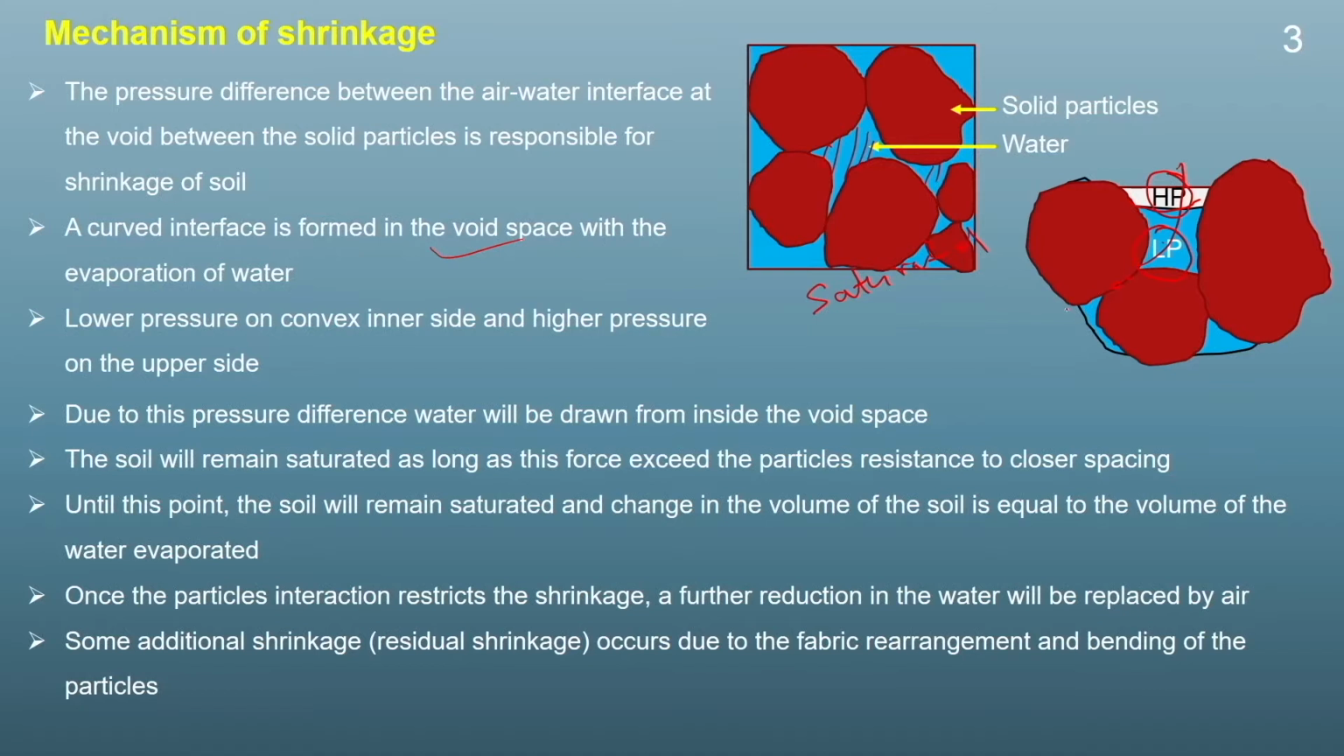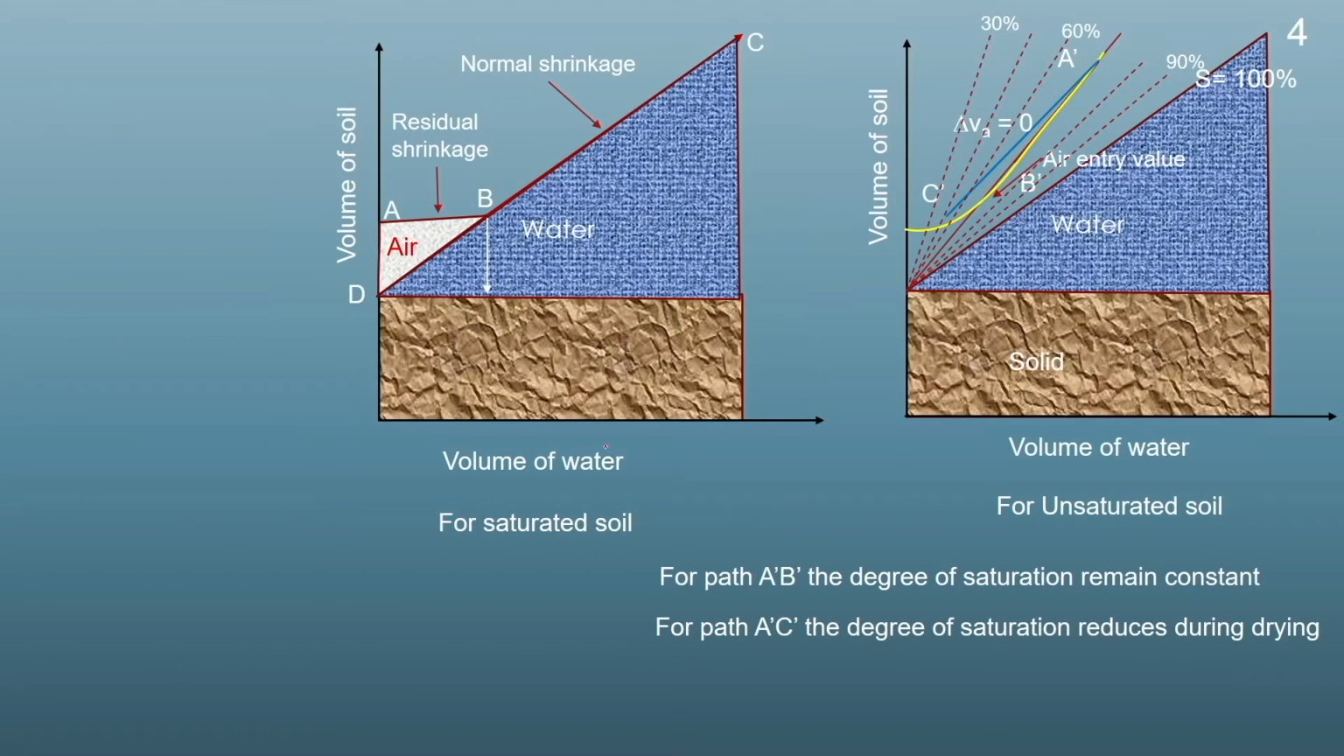And when this shearing stress and shearing resistance become equal, there will be no change in the volume of the soil, and we say that we have reached the shrinkage limit. At that point, the air will start to enter into the system. This is the diagram between the volume of the soil and volume of water.